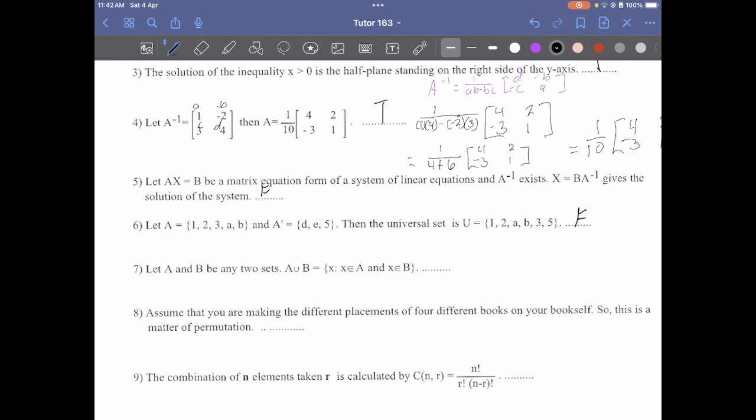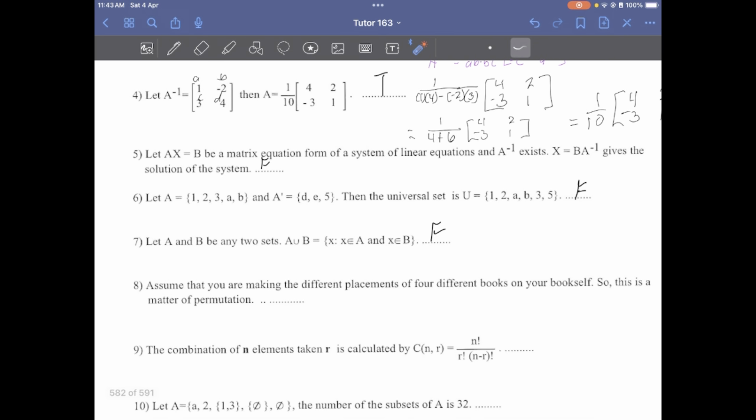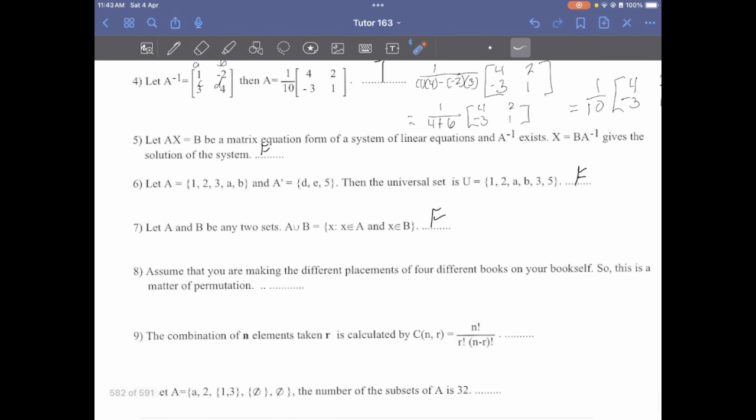Let A and B be any two sets. A union B is equal to the set of X such that X is an element of A and X is an element of B. That's false. It doesn't have to be and, it could be or. A union B means they're combining everything in A or B. So X could be in A or X could be in B, or X could be in both, but it doesn't have to be in both.